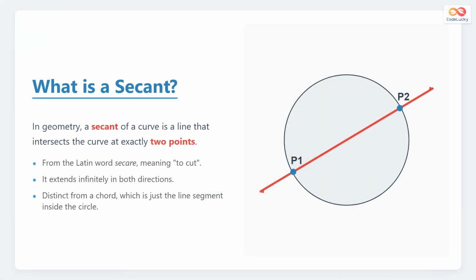Let's start with the definition. A secant is a straight line that intersects a circle at exactly two distinct points. The word secant comes from the Latin word secere, which means to cut. As you can see in the diagram, the red line cuts through the circle, entering at point P1 and exiting at point P2. It is important to remember that a secant is a line, meaning it extends infinitely in both directions.